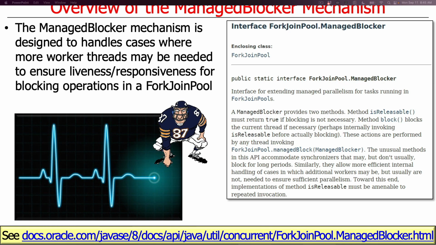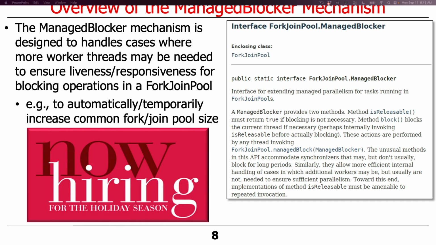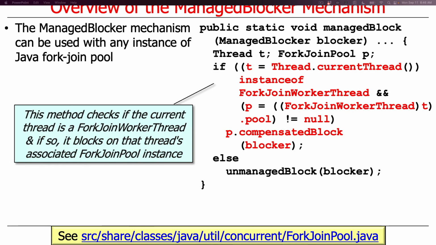Therefore, there's a mechanism that was added in Java 8, which is the ManagedBlocker mechanism, which handles cases where more worker threads are needed in order to ensure liveness and responsiveness for blocking operations in any ForkJoin pool, not just the common pool. The idea here is to automatically and temporarily increase the pool size, kind of like stores hiring extra workers for the holiday season, like Walmart, for example, or Amazon hires seasonal workers to put more packages and route them through their delivery system.